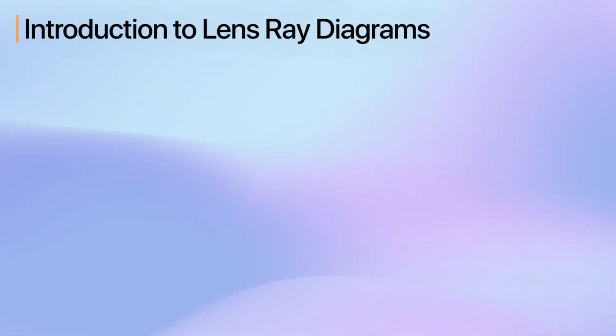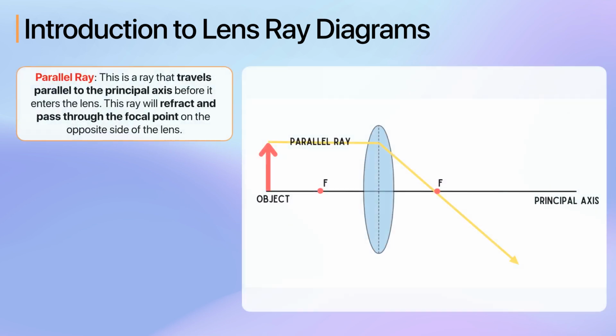For clarity and simplicity, we'll use 3 specific rays whose behaviors we can easily predict. Firstly, the parallel ray. This is a ray that travels parallel to the principal axis before it enters the lens. This ray will refract and pass through the focal point on the opposite side of the lens.